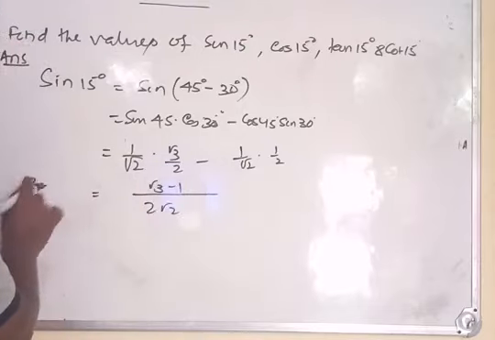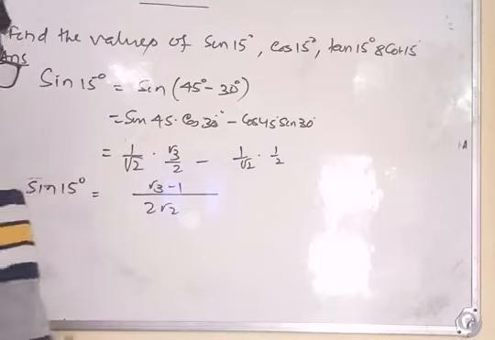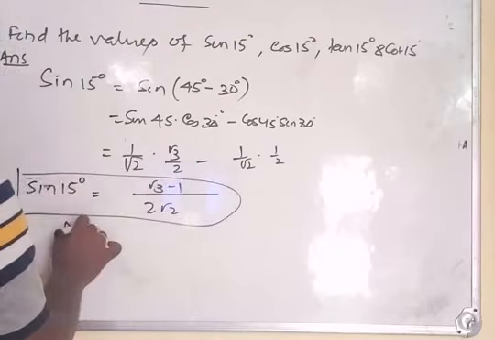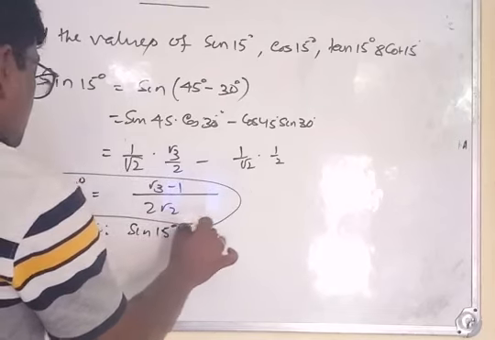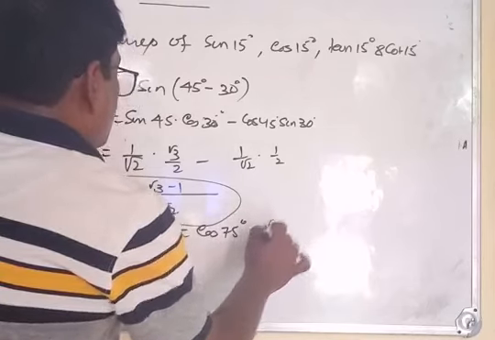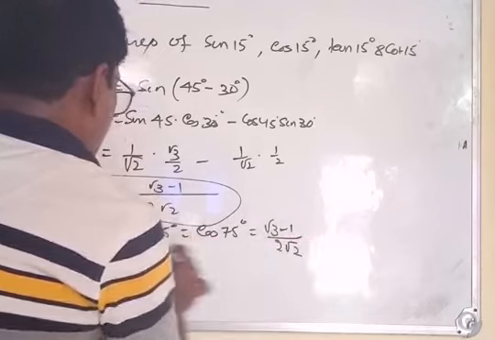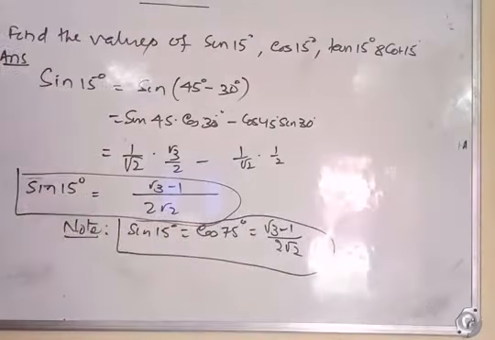This is equal to sin 15 degree. Now note, sin 15 degree is equal to cos 75 is equal to root 3 minus 1 by 2 root 2. These are the values of sin 15 and cos 75.